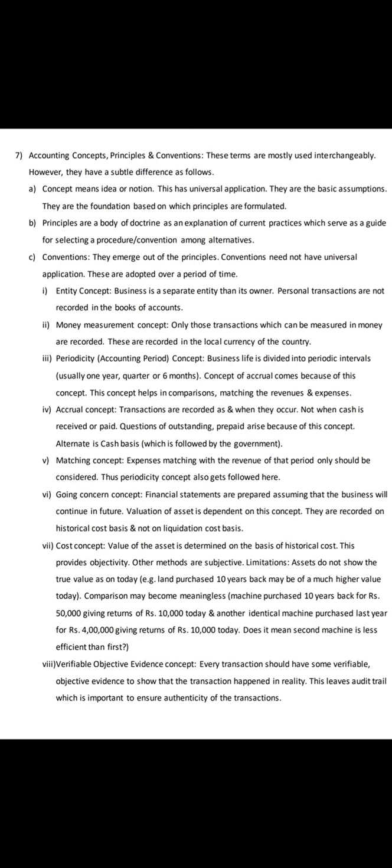Cost concept: the value of an asset is determined on the basis of historical cost. Right, students? And last is the verifiable objective evidence concept. It means that every transaction should have some verifiable objective evidence to show that the transaction happened in reality. Why do we do this? Because it leaves an audit trail, which is important to ensure the authenticity of the transactions.